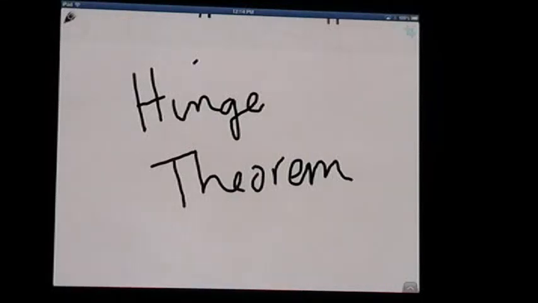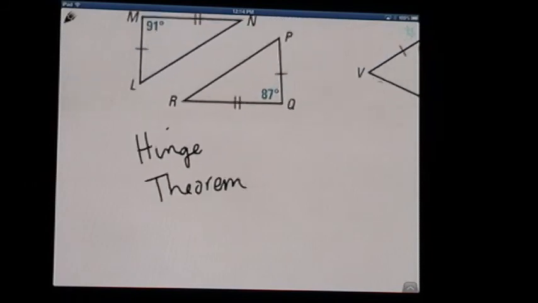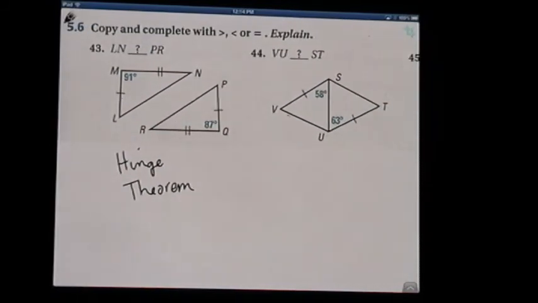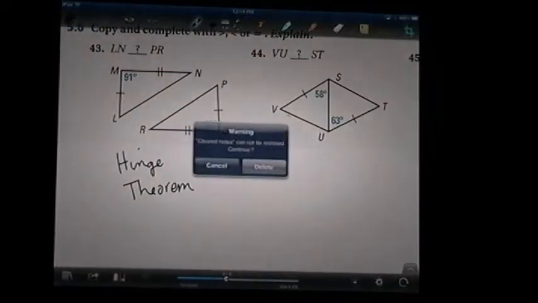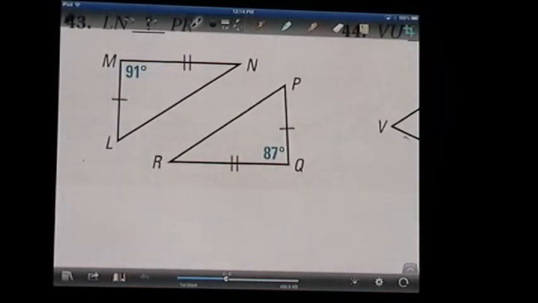This video is on the Hinge Theorem, and I'm using the back of your book once again on page 905, looking at 5.6, numbers 43 and following. The Hinge Theorem says that if you have two triangles with congruent sides, as you open up the included angle, that would be the angle between the two sides, you get a larger side across from it. Now it has to be the included angle that we're talking about here.